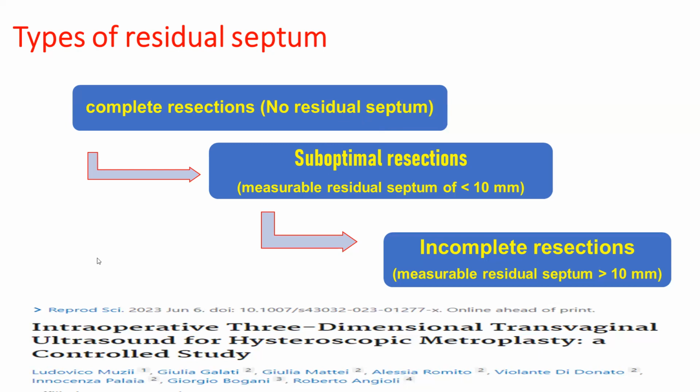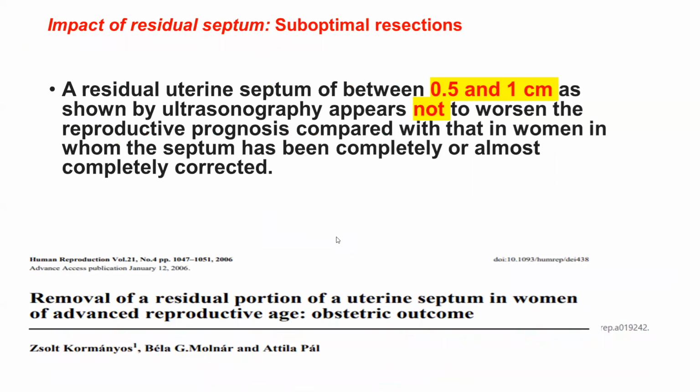What's the value of this classification? The value has been studied in previous studies that found that a suboptimal residual septum, which means suboptimal resection or incision, does not affect the reproductive outcome of the patient. And if it is more than 1 centimeter, it affects the reproductive outcome.